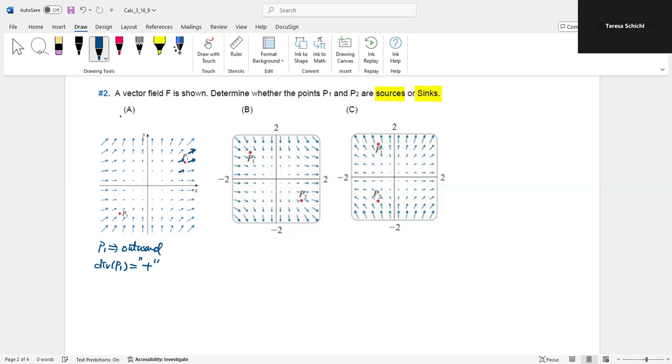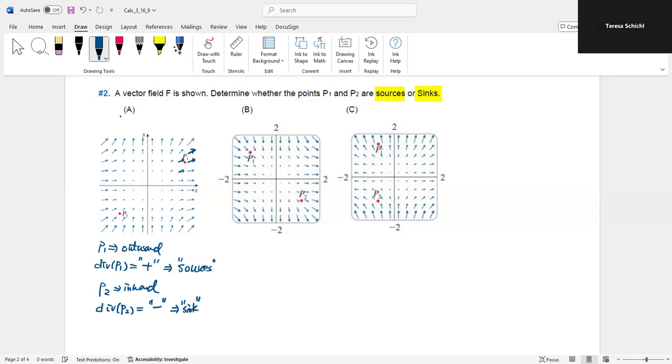Because the divergence at P1 is positive, we say P1 is a source. In the same way, at P2 the flow is inward. From the divergence definition in the previous sections, we know the divergence at P2 is going to be negative. So we call this a sink.